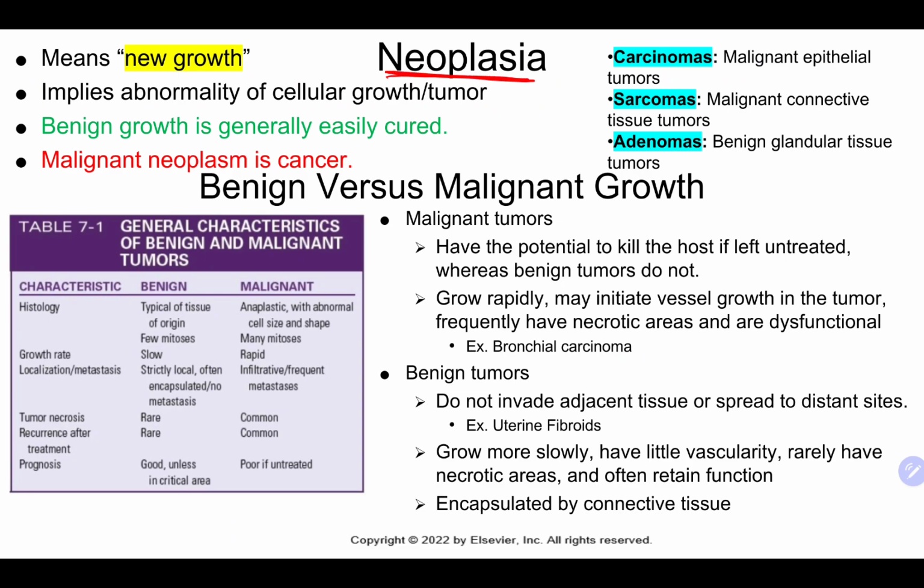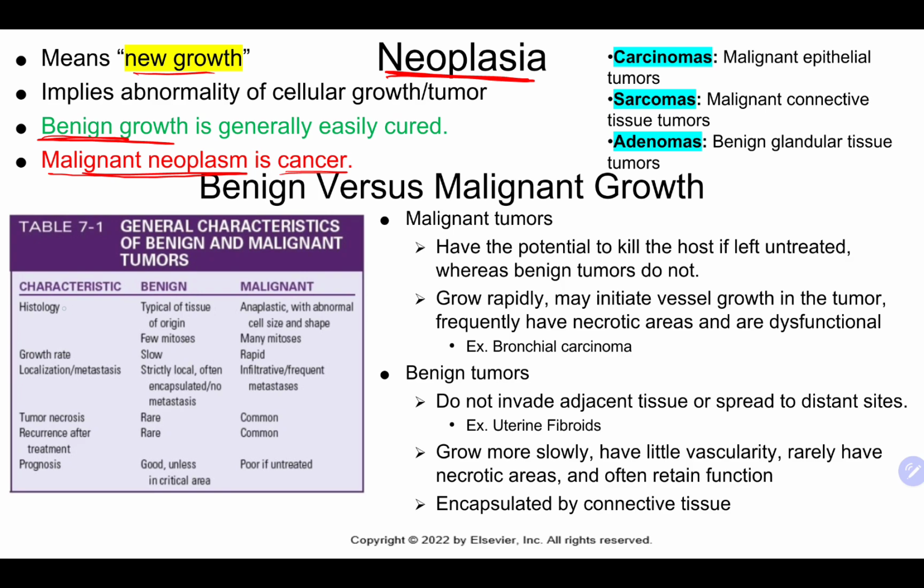Neoplasia simply refers to new growth, right? More than likely, we now really refer to the implication of abnormality of cell growth or a tumor, right? Now, when we look at these different terminologies, benign growth is generally easily cured, right? Whereas malignant neoplasms, that's going to be cancer, okay? So, benign, not as scary, right, as malignant, okay?